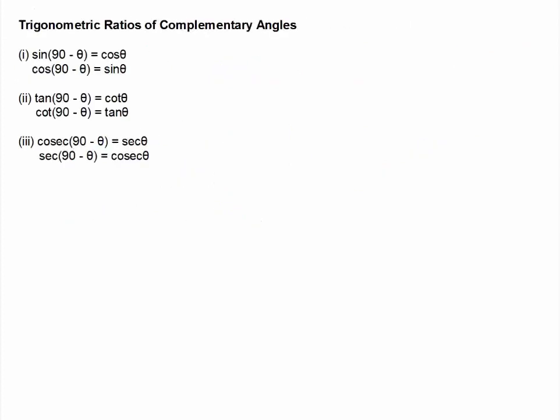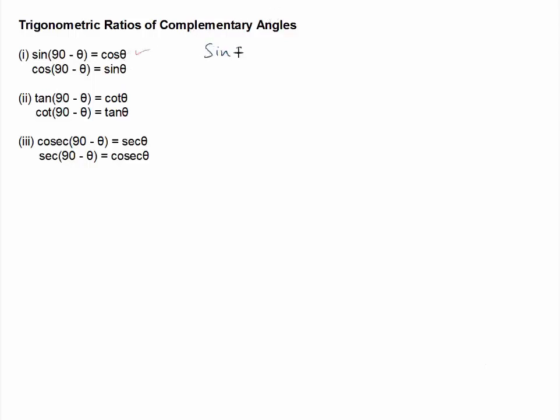So next is trigonometric ratios of complementary angles. So sin 90 minus theta equals cos theta. So if you notice, 90 minus theta and theta, these are complementary angles of each other. So let's see an example of the first formula.